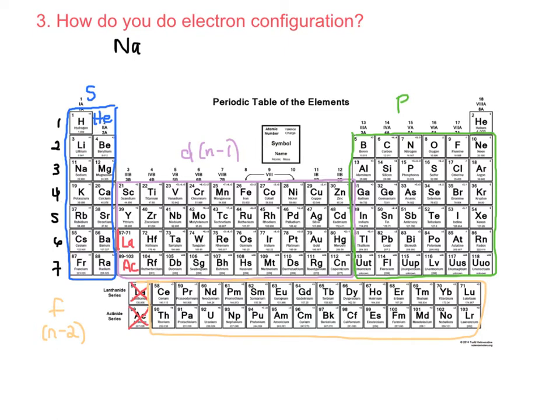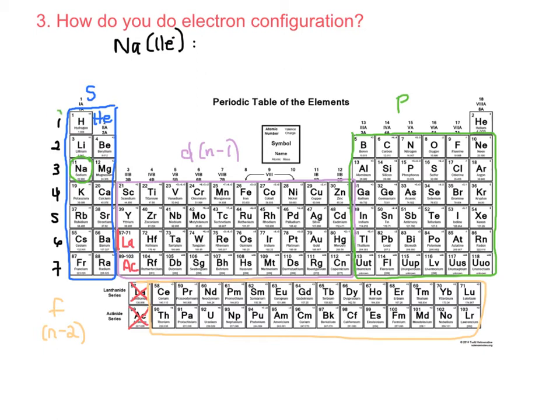So let's try sodium. Sodium has 11 electrons, so we're going to need to account for all 11 electrons. We'll do sodium right now in green. So there's sodium. Sodium's in row 3, in column 1, in the S block. And we need to count through every box until we get there.